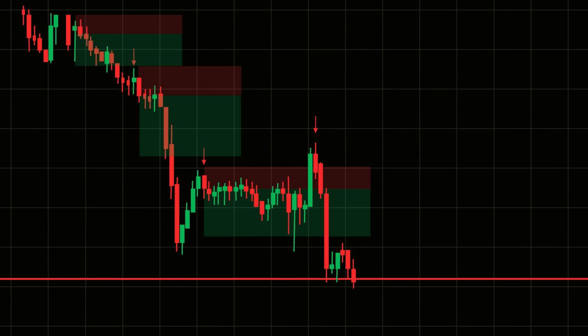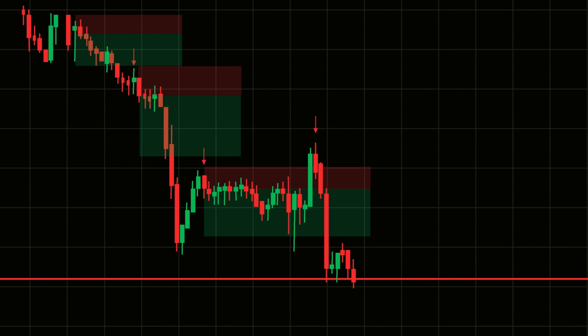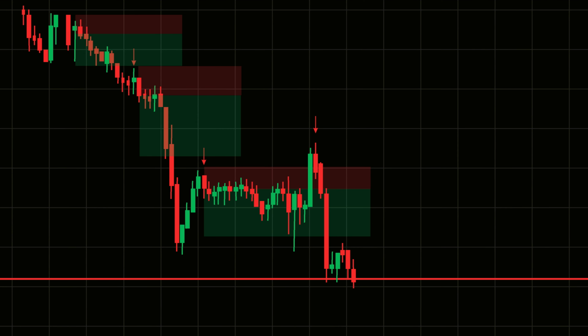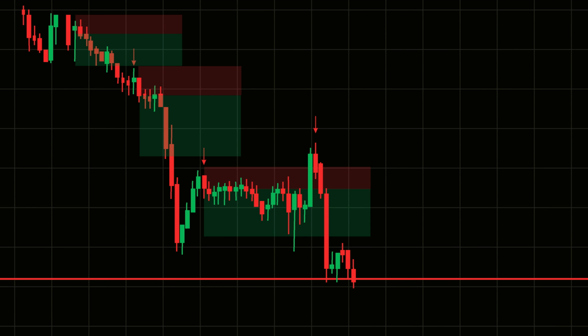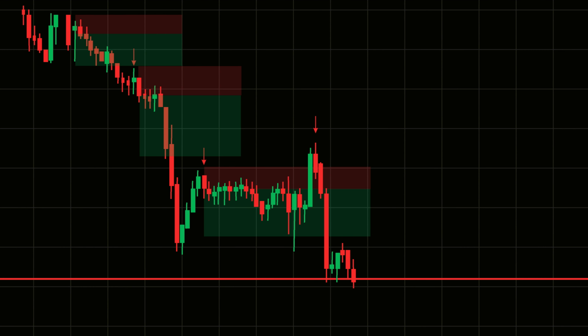Next setup. We have another valid bearish engulfing candle. This gives us another short entry opportunity. Again, we apply the same rules. Stop above the swing high and target 2x risk.